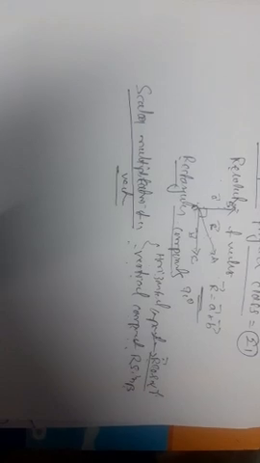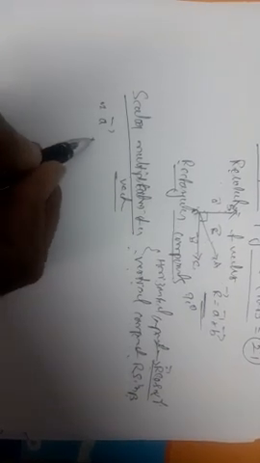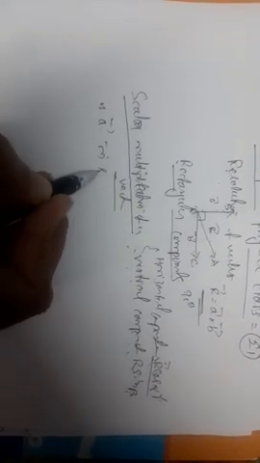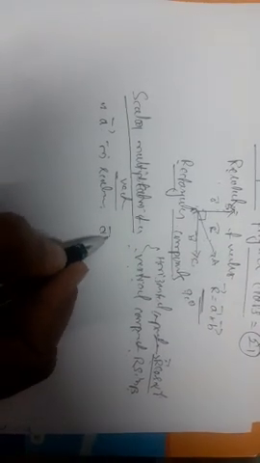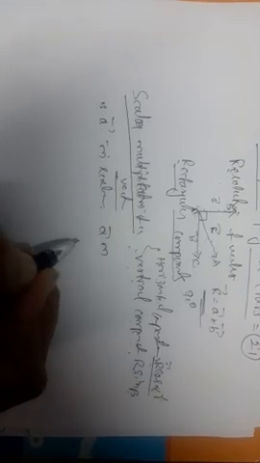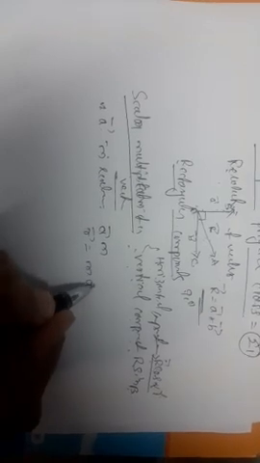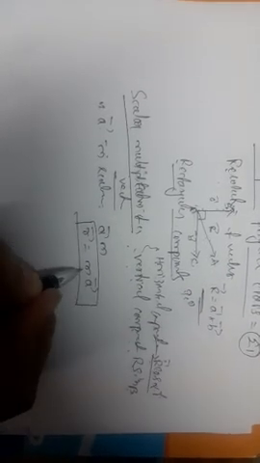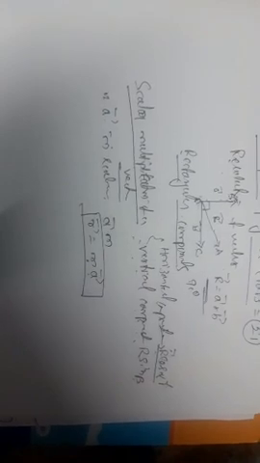Both magnitude and direction are present; that is called a vector. Scalar multiplication means if vector A is any vector and small m is a scalar, then the product of vector A and m is defined as vector R equal to m into vector A. That means m is a scalar quantity and vector A is a vector quantity. That is the definition of scalar multiplication.